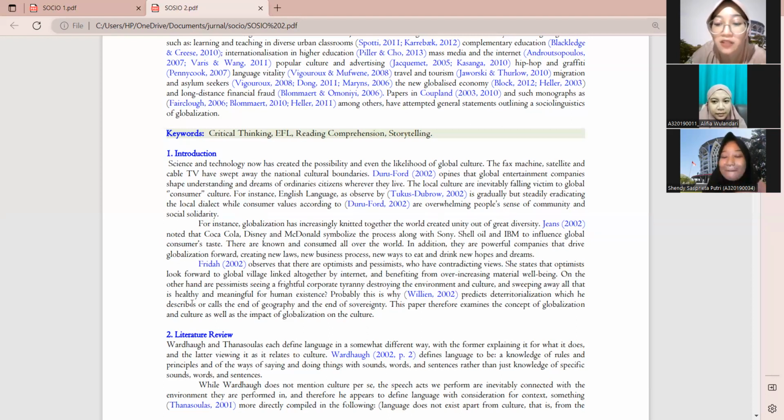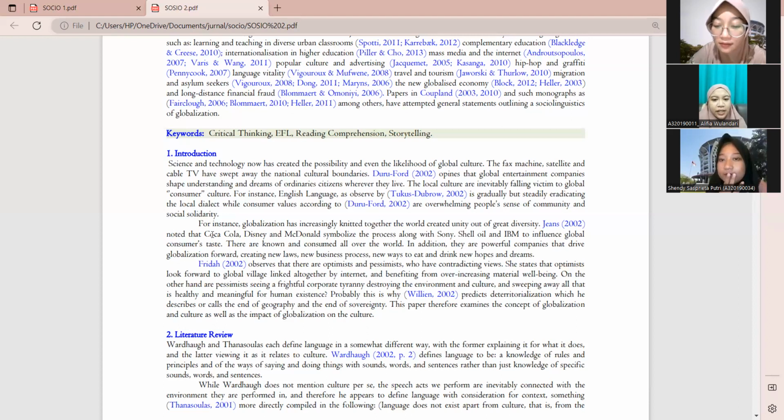The purpose of this article, this paper examines the concept of globalization and culture as well as the study of sociolinguistics. It also scans the impact of globalization on culture. Since the turn of the millennium, globalization has become a major focus in sociolinguistics and discourse analysis, investigating themes such as learning and teaching in diverse urban classrooms.